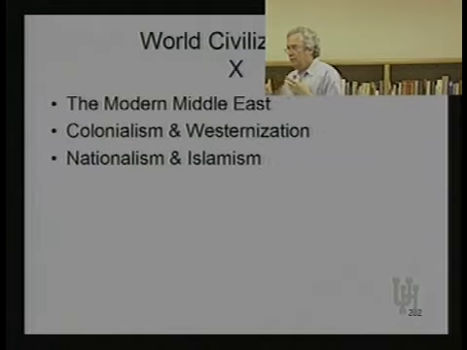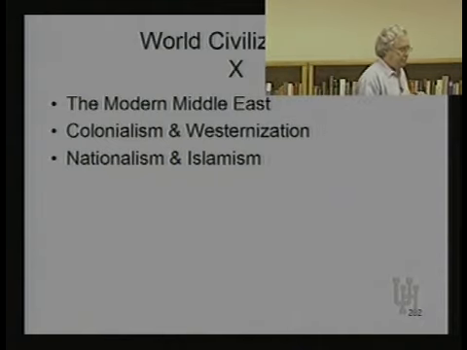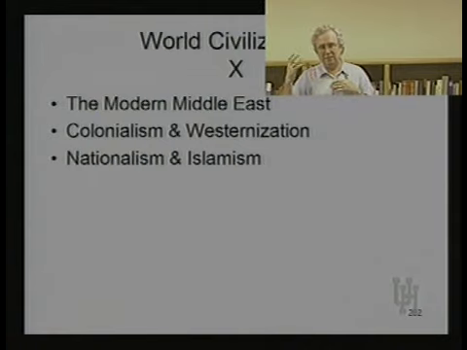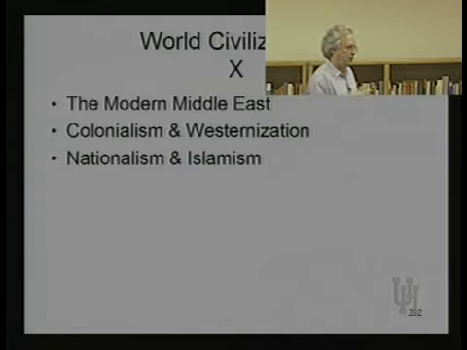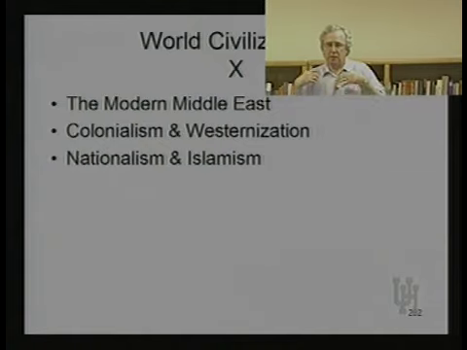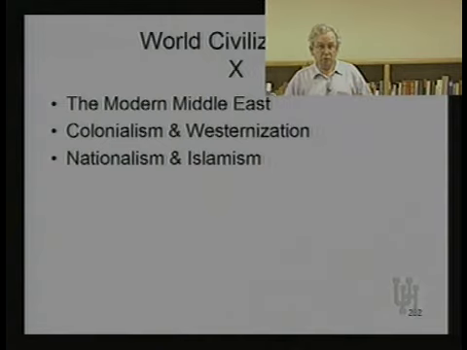So, in the modern Middle East, we see experiences of colonialism, although those are relatively limited. Most of the Middle East was controlled only briefly by the Europeans from 1919 until, let's say, the mid-1940s. But in the case of the Middle East, these societies were heavily influenced by Western culture, Western economics.